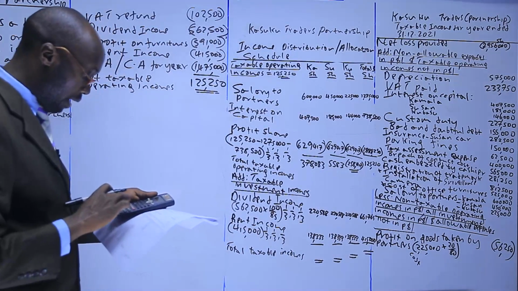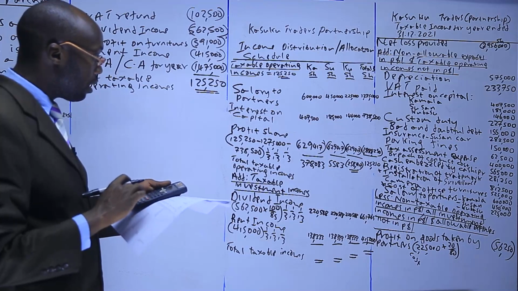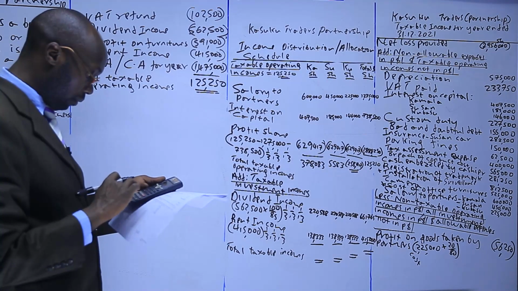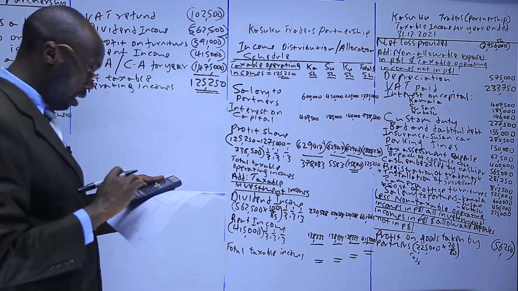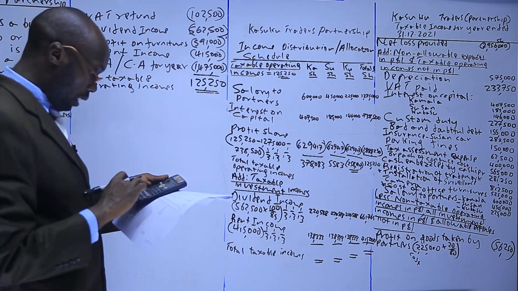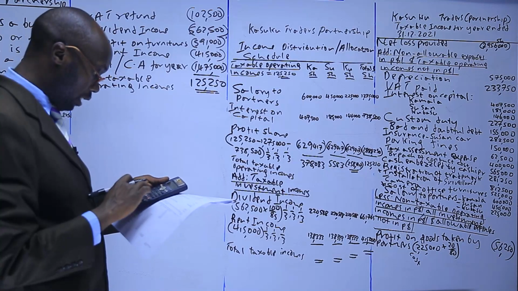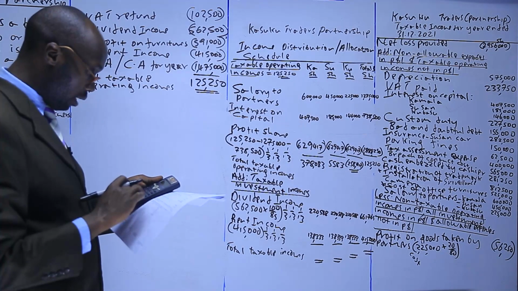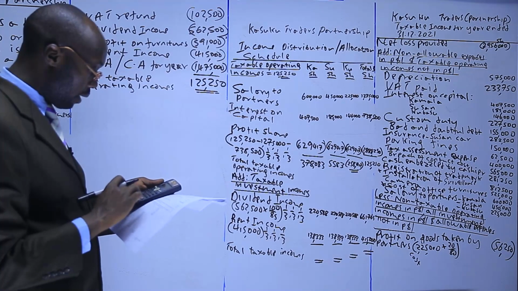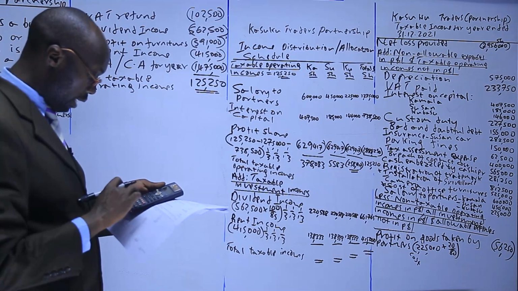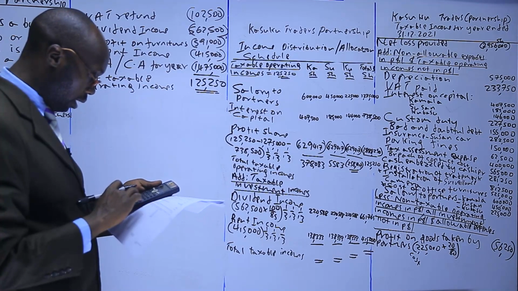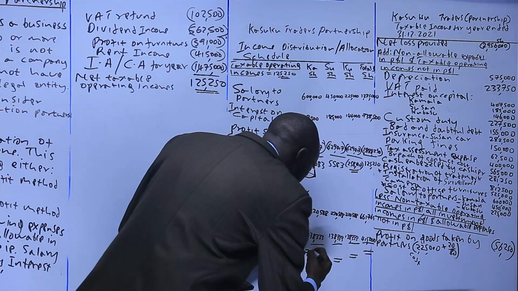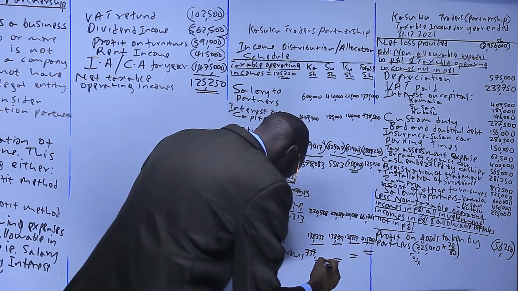So we start with the first one, 378,083, plus 220,588, and then we add 138,333, which gives us 737,004.